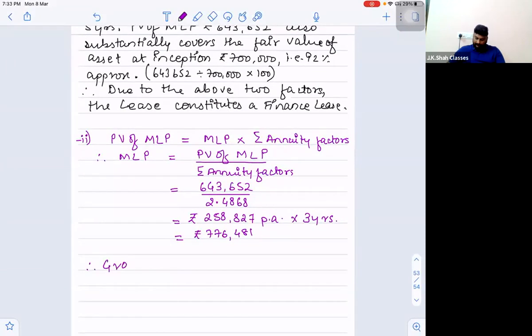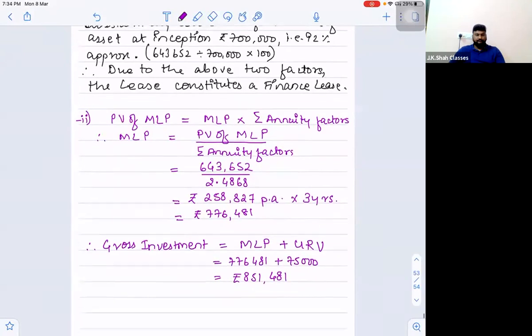Next, therefore, gross investment. What is the formula? It is MLP plus unguaranteed residual value. MLP we just calculated, 7,76,481, plus unguaranteed value already given in the question at 75,000. Total value of gross investment is 8,51,481 rupees.